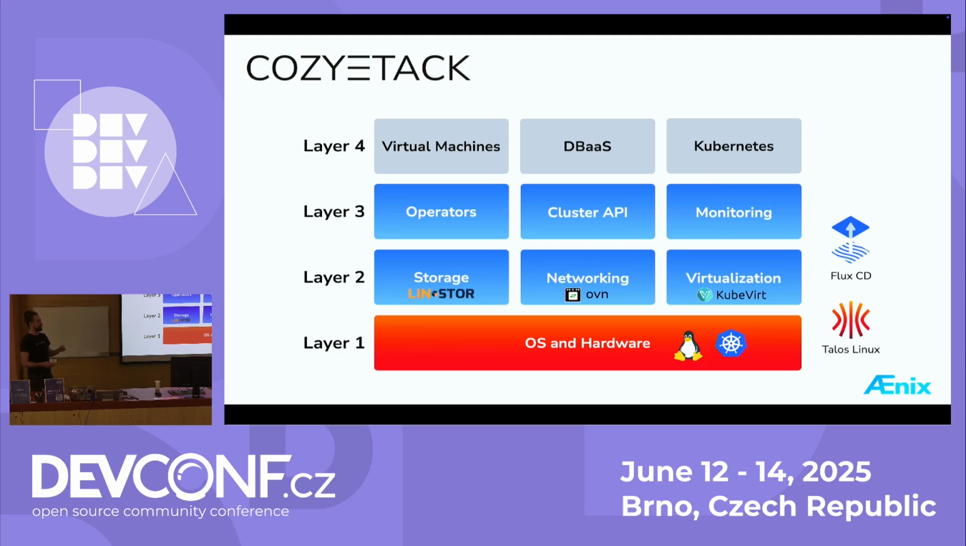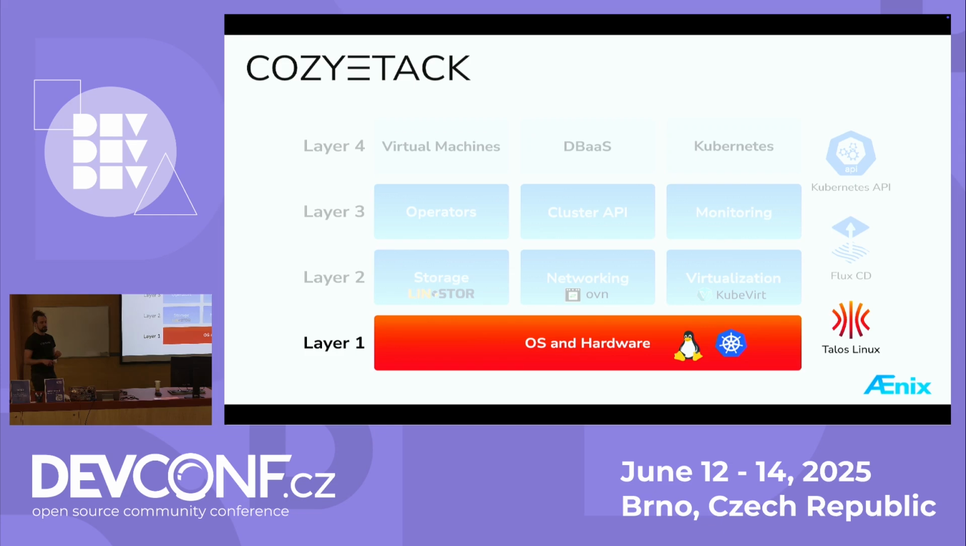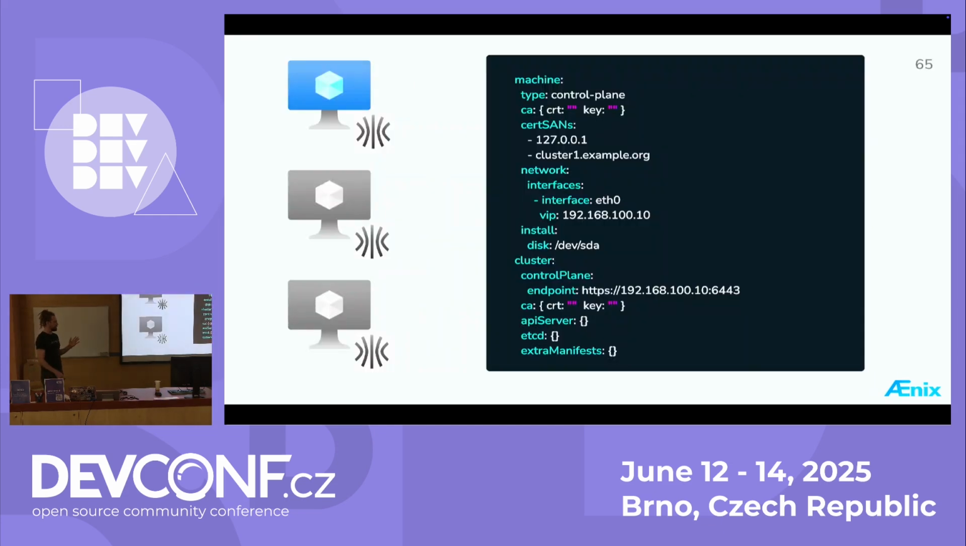The rest stuff we deliver using Flux CD. And on top of this, we created our API server, which dynamically translates Flux CD resources into Kubernetes objects, which can be used by the normal users. So let's first talk about layer 1, Talos Linux.